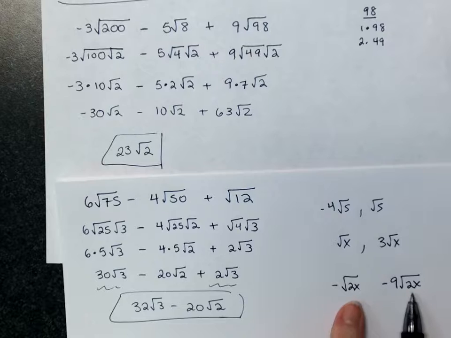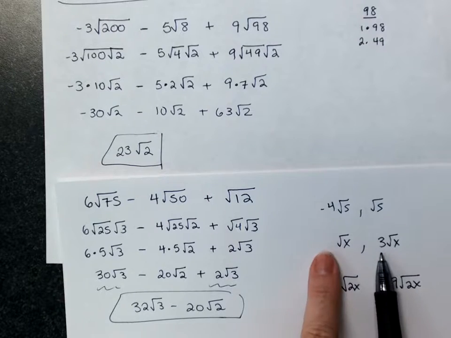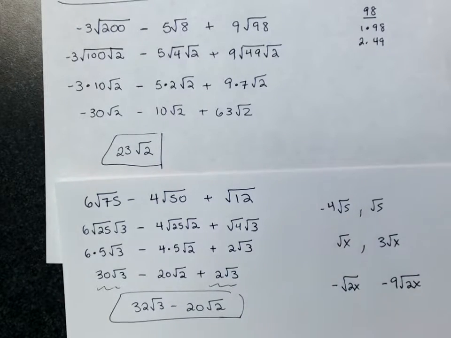And as long as the radicand matches, if I added these, it would be negative 10 square root of 2x. If I added these, it would be 4 square root of x. This would be negative 3 square root of 5. As long as the radicand and the index match, you're good.